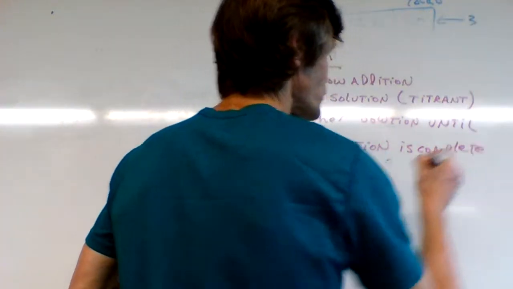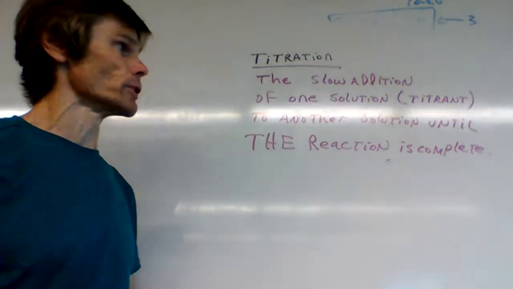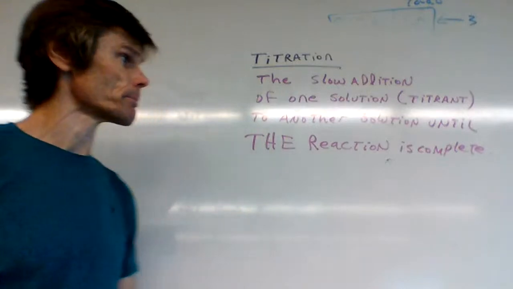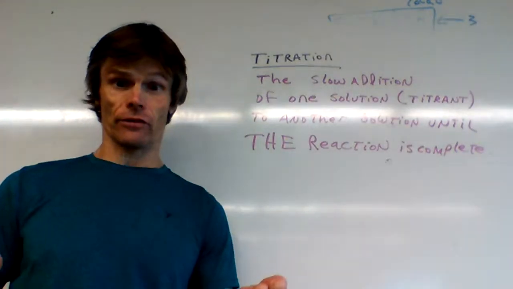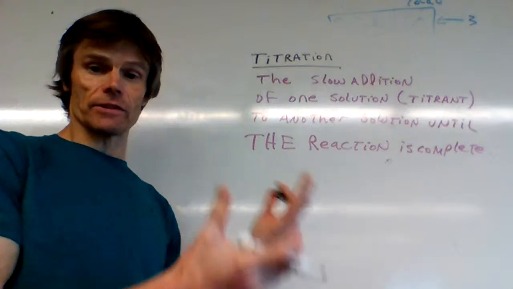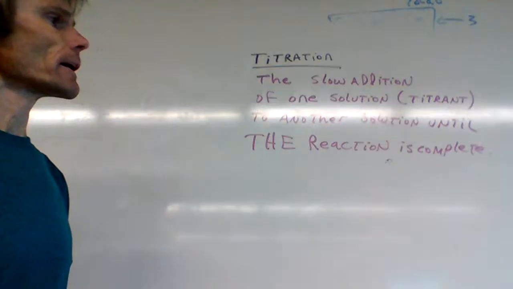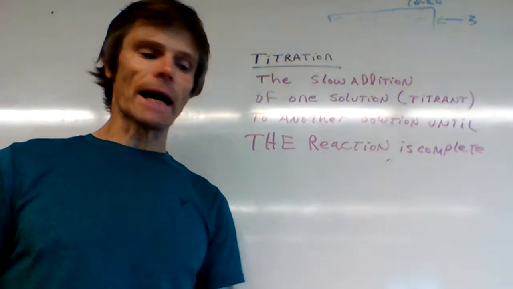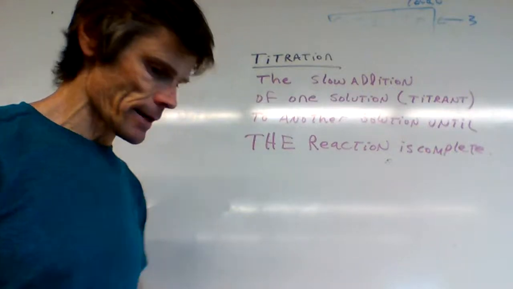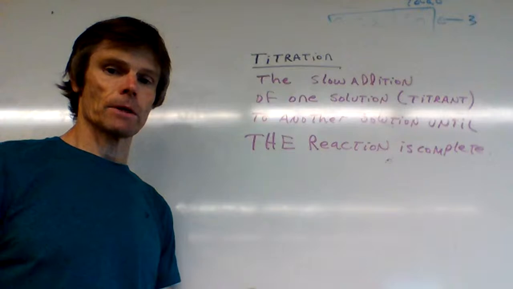Okay, so that's the general idea of what a titration is. It's the slow addition of one solution that we're going to call our titrant to another solution that's going to be in a flask. It's our analyte, our species of interest, until the reaction is complete. And the type of reaction that we're going to focus on today is an acid-base neutralization reaction.